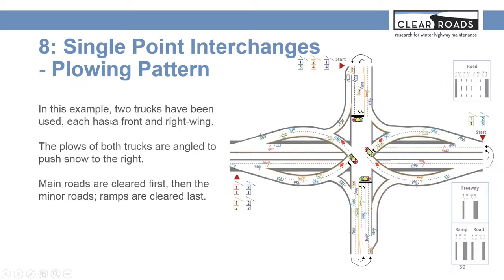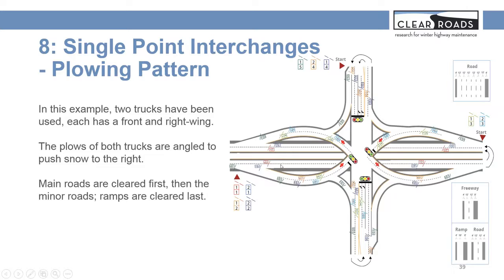So for this interchange, we use 2 tracks. Both tracks have a front and right wing plow. The main road will be cleared first, and then the minor road, and then the ramps and some other spots. So here, the 2 tracks are in formation. Track 1 uses both front and right wing to clear the left lane. Track 2, behind track 1, uses both front and right wing to clear the right lane.